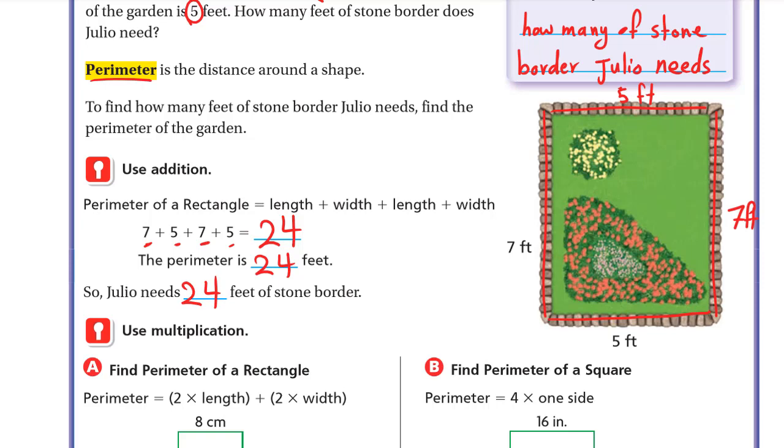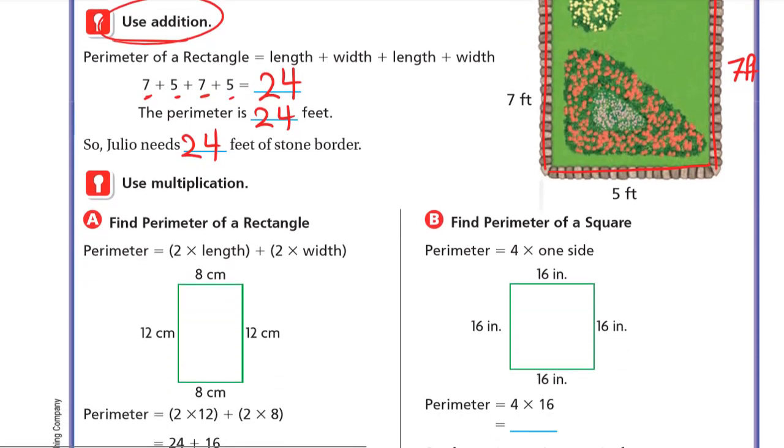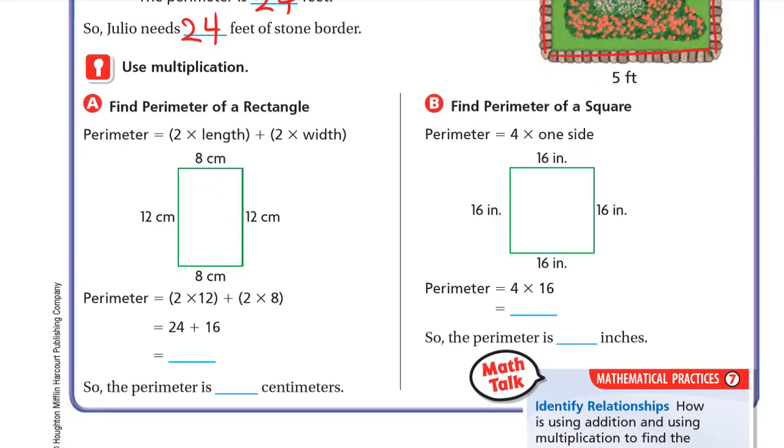Okay, so we add the length 2 times and we add the width 2 times. So we add the 7 plus 7, which is 14, and we add 5 plus 5, which is 10, and altogether 14 plus 10 is 24. So this way we used addition. And there is another way to use multiplication. So in this example, we'll use multiplication.